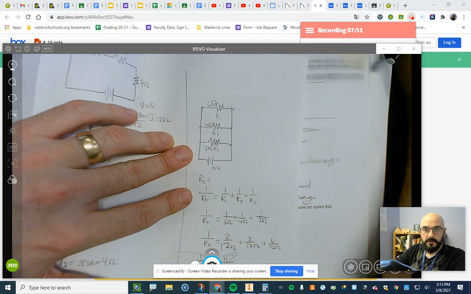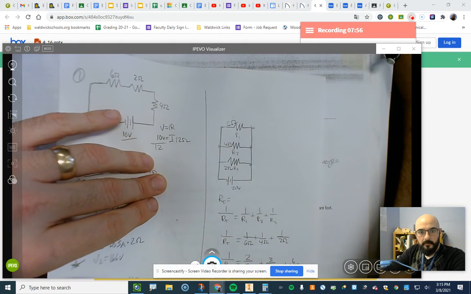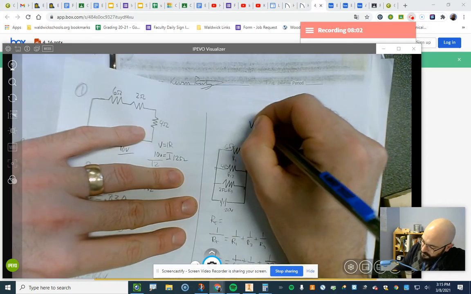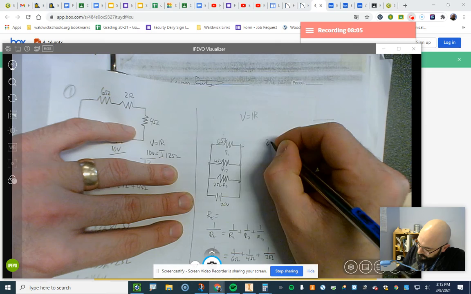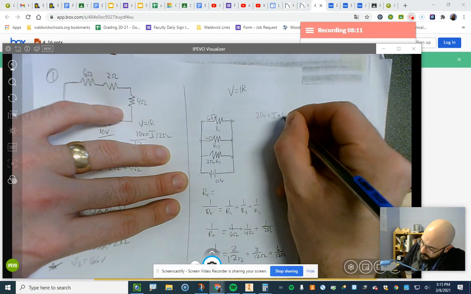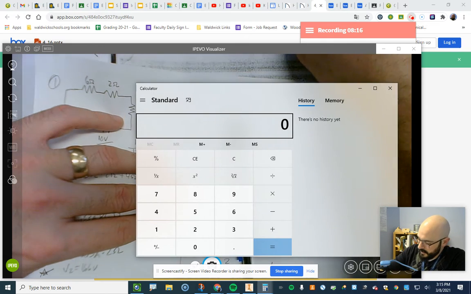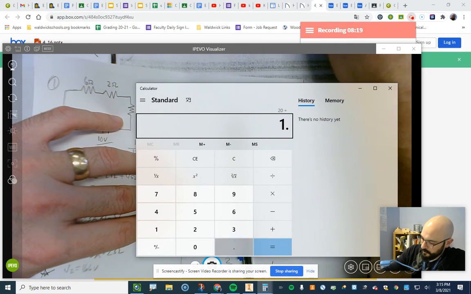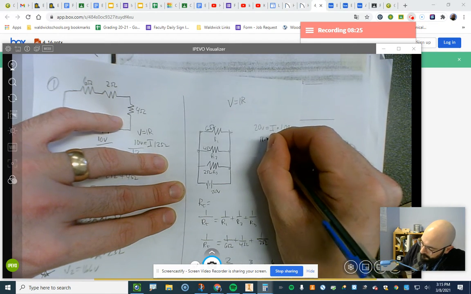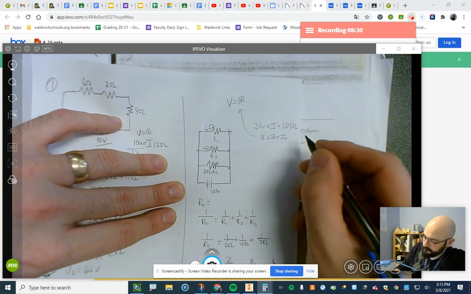Let's look at our problems. Okay. Current total. So our V equals IR will be tremendously helpful. 20 voltage equals current times the total resistance. Get that calculator game going. And we get 20 divided by 1.09, 18.35 amps equals your current. That's your total current. Great.